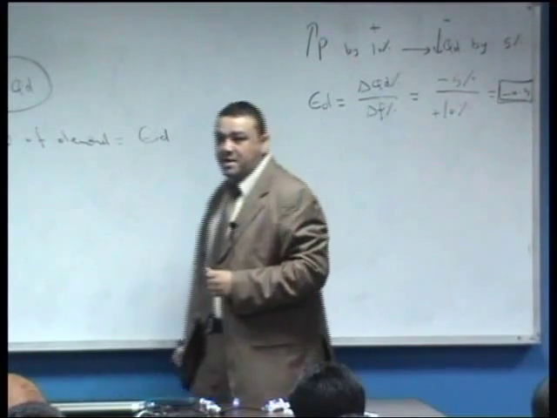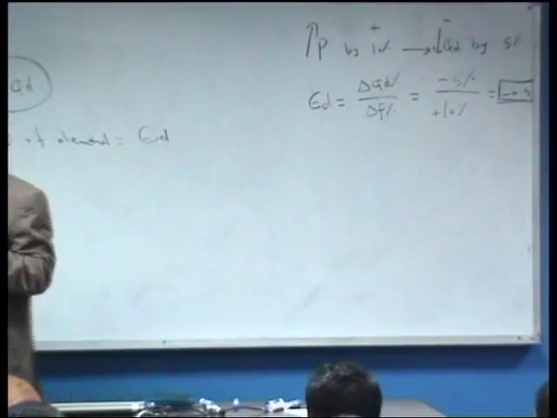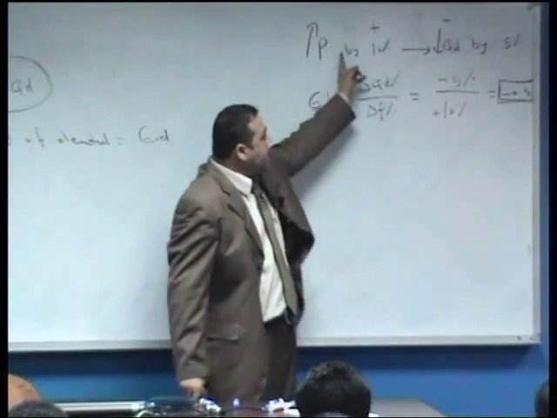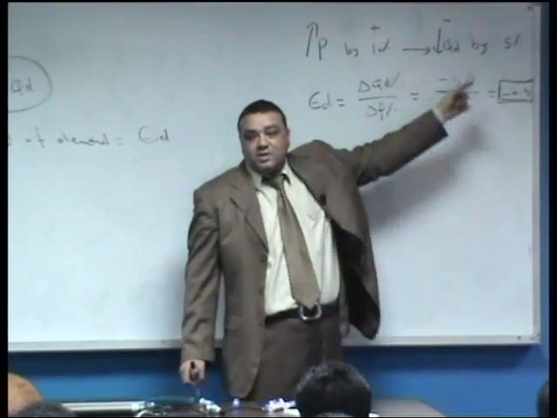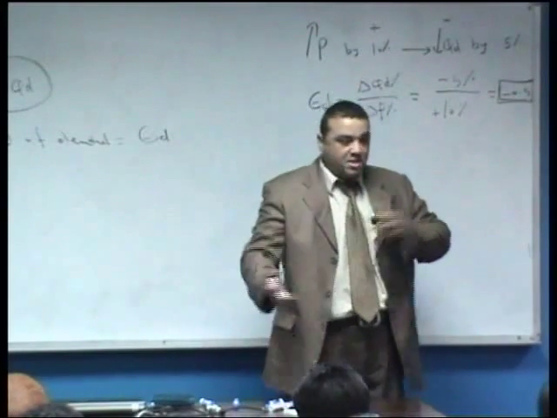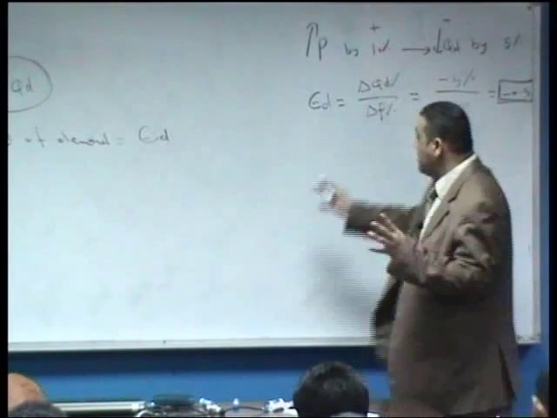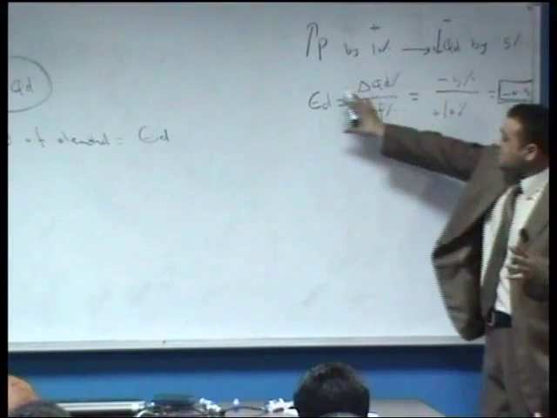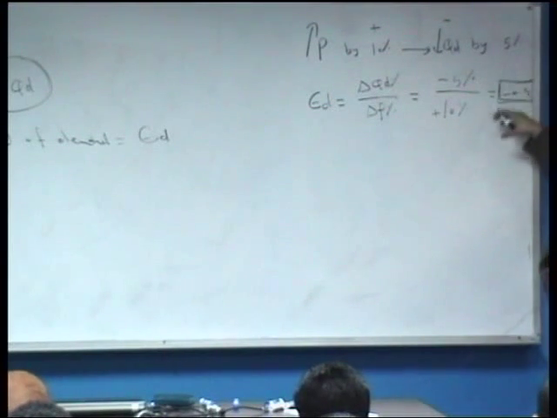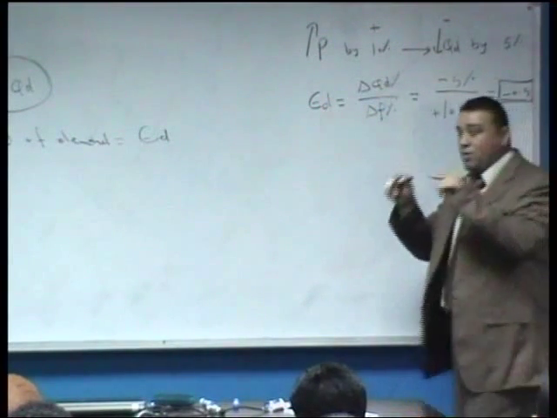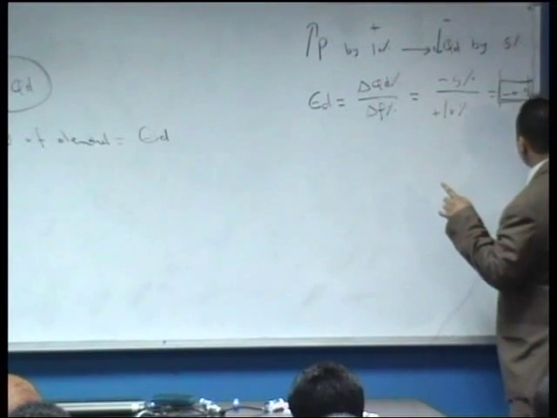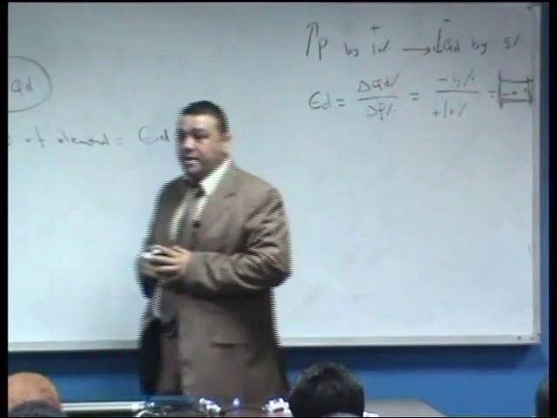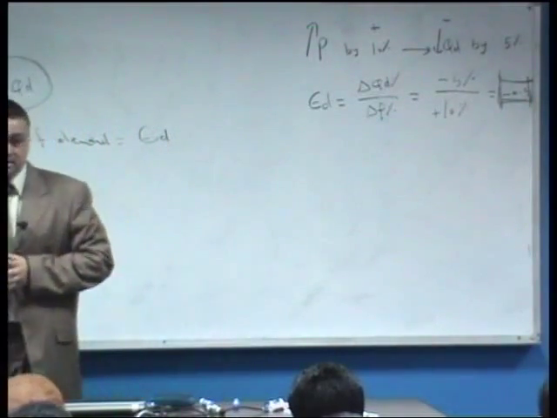Yes, the price elasticity of demand is always negative. Why? Because it illustrates the negative relationship between the prices and the quantity demanded. When the price increased, the quantity demanded declined. In this case, if the absolute value of the price elasticity of demand is less than 1, it's called inelastic.